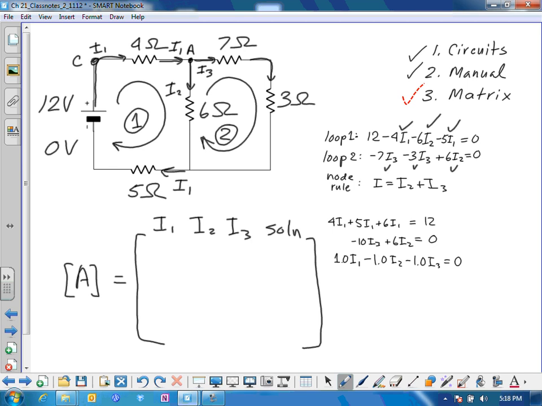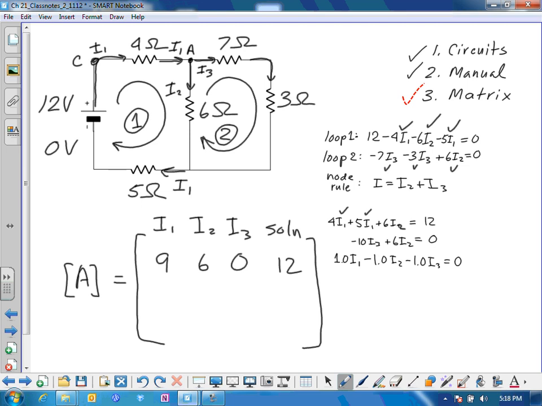Starting with the coefficients for I1, we can combine these two terms, and we have 9. Do I have a mistake here? It should be I2. I just wrote it down wrong. Okay, for I2, we have a 6. We don't have an I3, and our solution is 12. Okay, so it's 9, 6, 0, and 12.